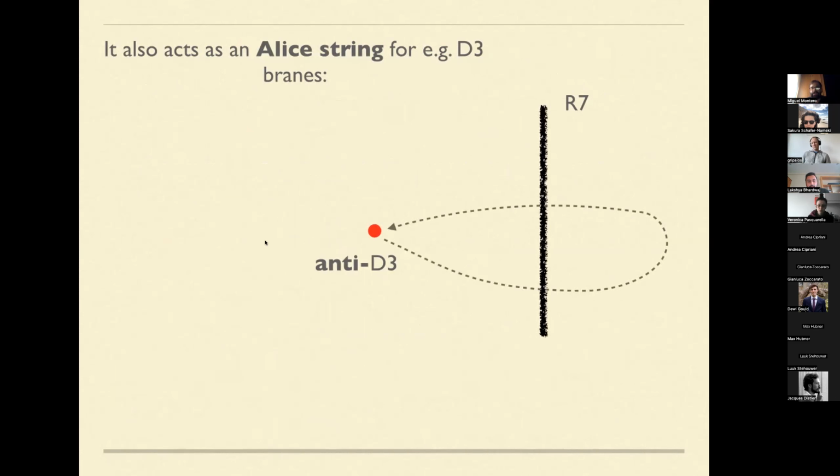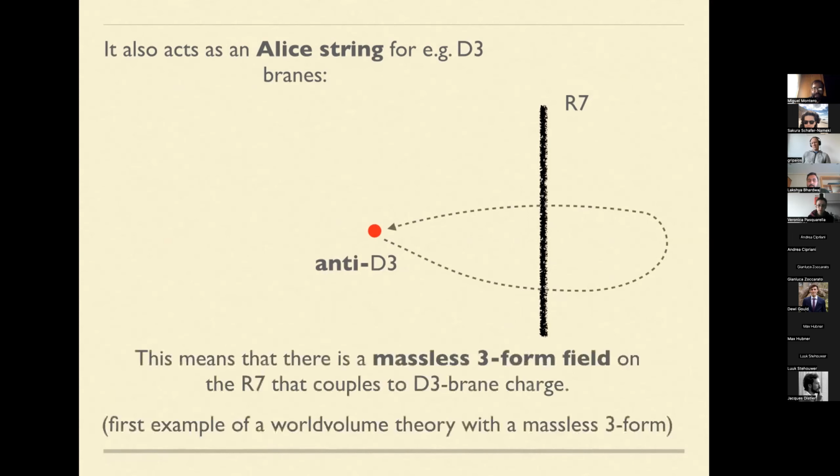And so what that means, so the R7 is like an Alice string for D3 branes. And what this also means is that D3 branes can end on the R7 brane. And it essentially means that there must be worldvolume fields on the R7 that can induce in the R7 the charge of a D3 brane.